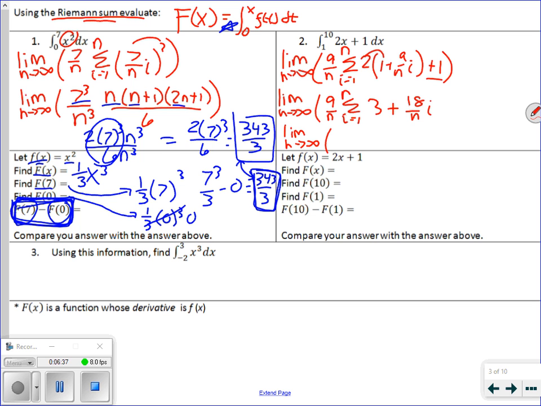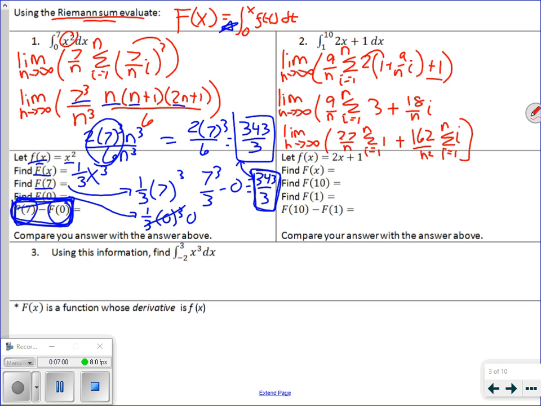I can take the 3 out, so I have 27 over n, summation of 1, plus, and I can take the 18 over n out, which is 18 times 9, 162 over n squared, and I'm left with the summation of just i.